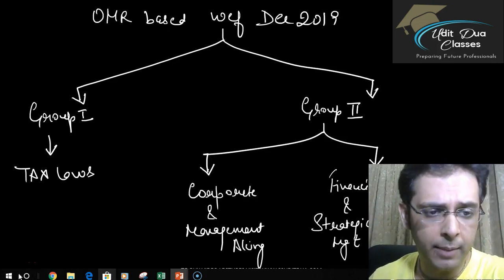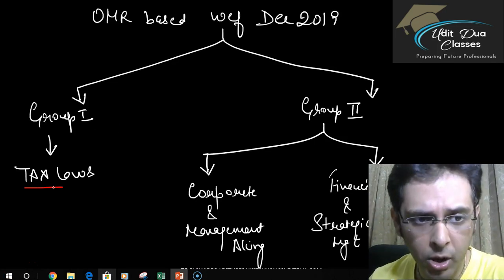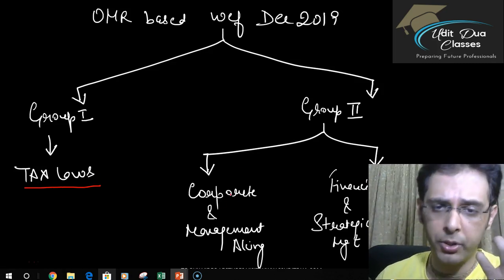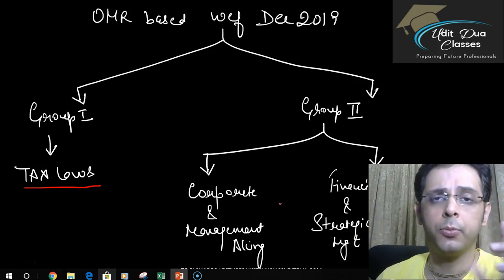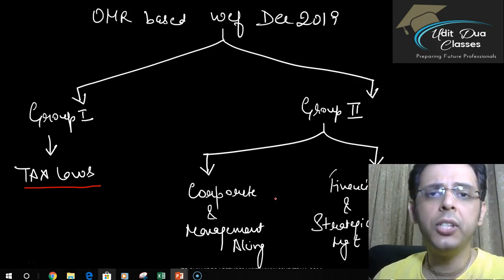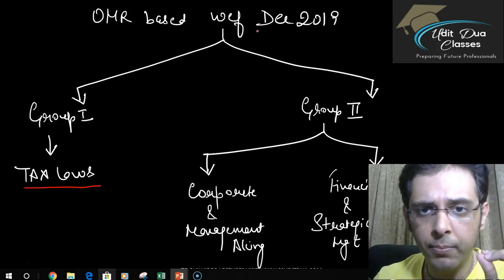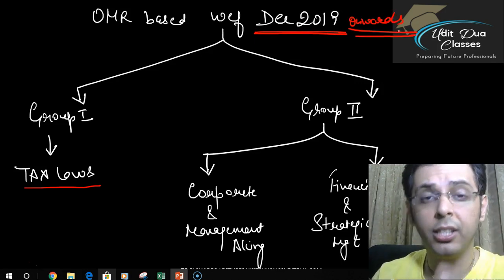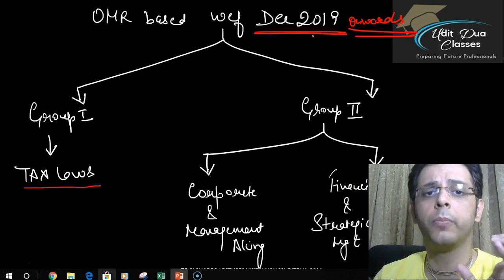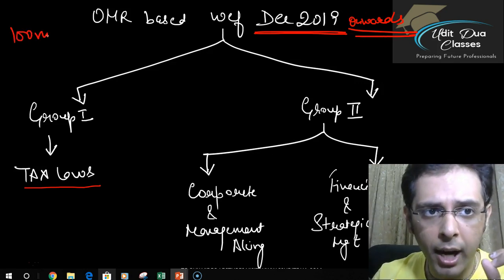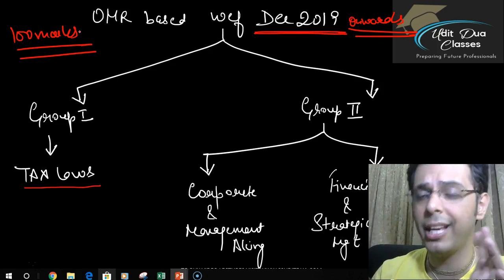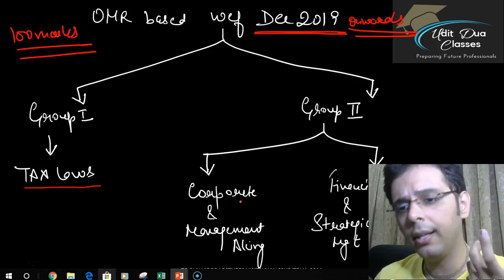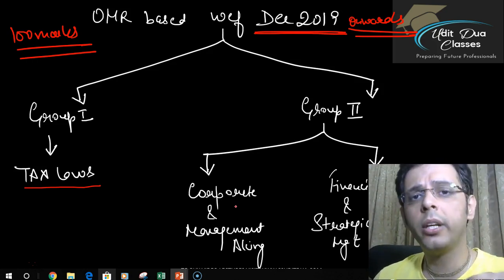Which subjects am I talking about? Tax laws in group number 1, corporate and management accounting in group number 2, and financial and strategic management in group number 2. So these three papers, from December 2019 onwards, will be OMR based. The 100 marks paper will not be a mixture of subjective and MCQs; it will be totally MCQs. So this is very important.